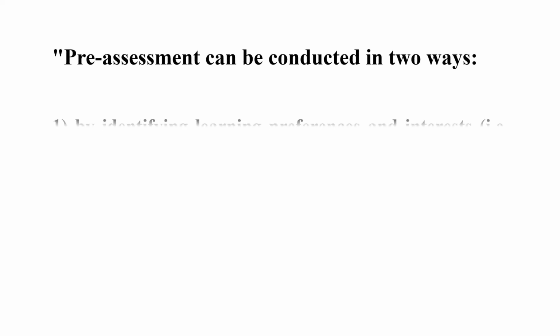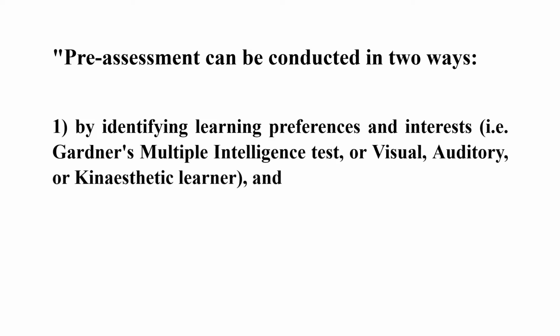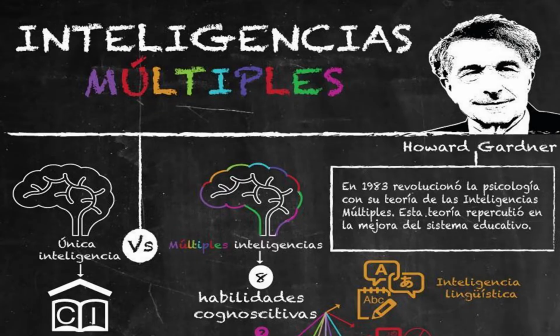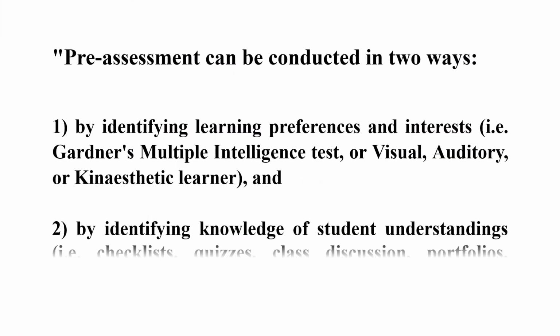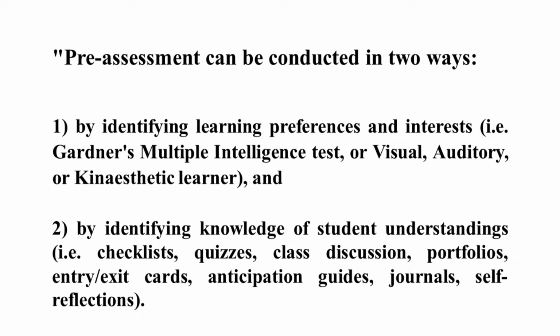Pre-assessment can be conducted in two ways. 1. By identifying learning preferences and interests, i.e. Gardner's multiple intelligence test, or visual, auditory, or kinesthetic learner, and 2. By identifying knowledge of student understandings, i.e. checklists, quizzes, class discussion, portfolios, entry/exit cards, anticipation guides, journals, self-reflections.